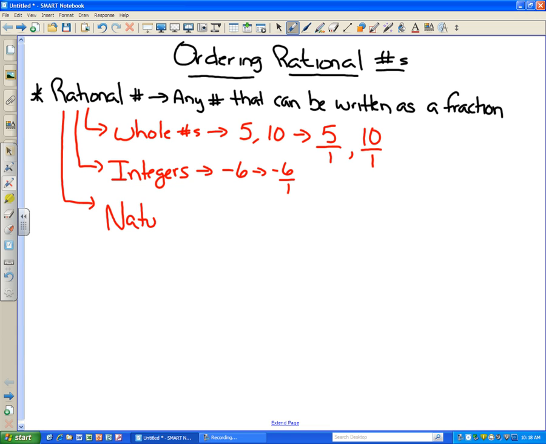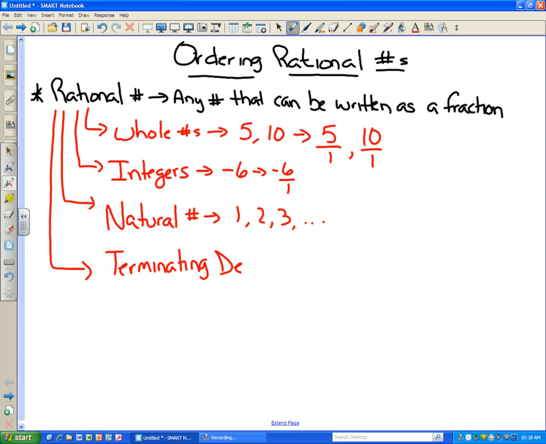Then we also have natural numbers. Natural numbers are your counting numbers, like 1, 2, 3, and so on. And again, these are all your whole numbers, so they can always be written as a fraction over 1. We can also write terminating decimals as fractions. An example of that would be 0.2. We would write 0.2 as 2/10.